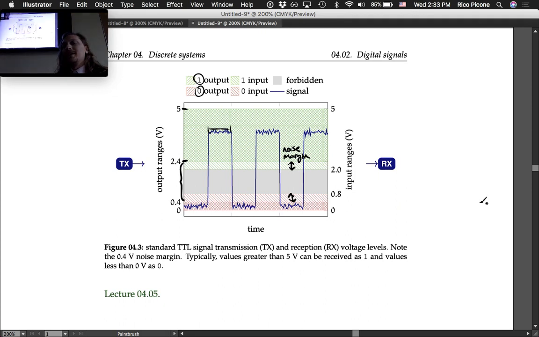Any questions on digital signals in general? Pretty fun. Of the types of signals, digital's like my top 2, definitely.